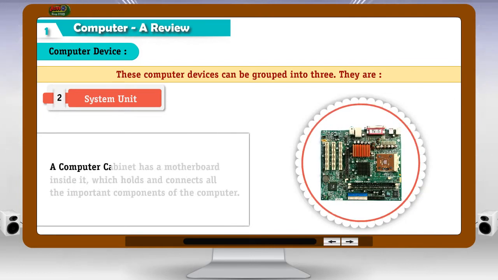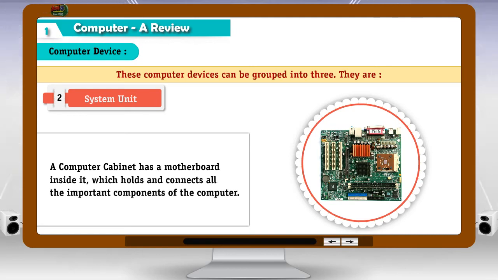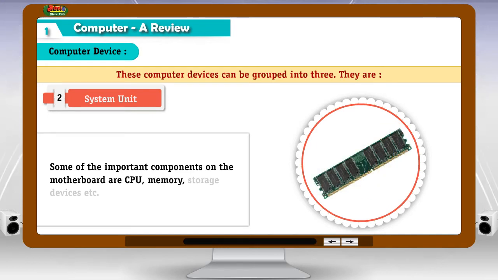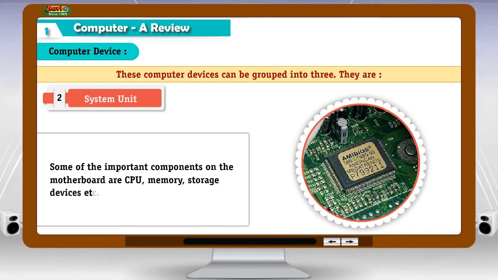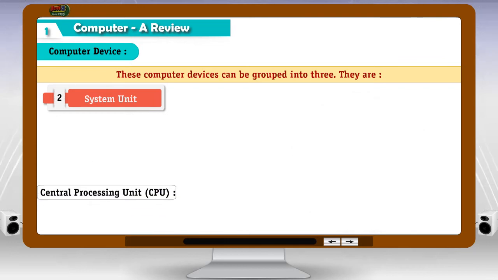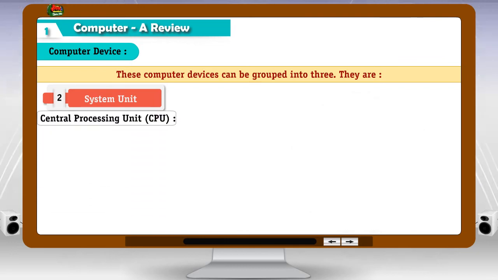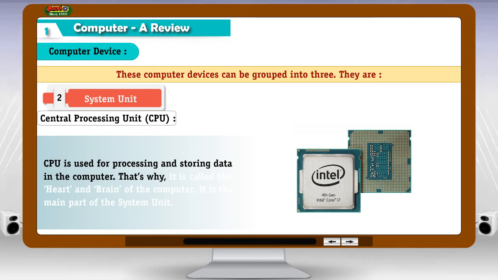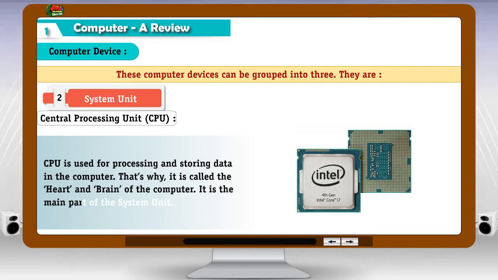A computer cabinet has a motherboard inside it, which holds and connects all the important components of the computer. Some of the important components on the motherboard are CPU, memory, storage devices, etc. Central Processing Unit, CPU. CPU is used for processing and storing data in the computer. That's why it is called the heart and brain of the computer. It is the main part of the system unit.